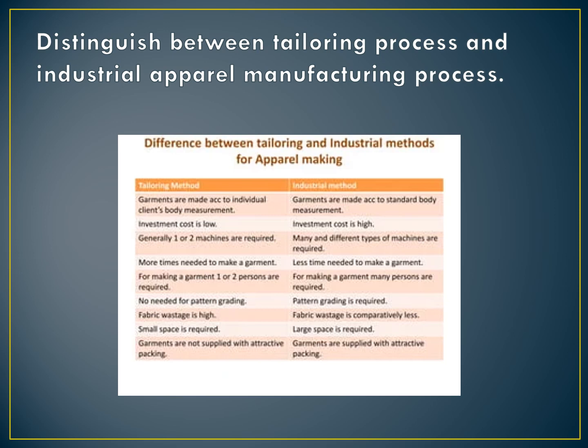The difference between tailoring and industrial methods for apparel making. So there are two types: tailoring method and industrial method. Basically, the main difference between these two is that in the tailoring method one or two machines are required, but in the industrial method too many machines are required. In the tailoring method no pattern grading is needed, and in the industrial method pattern grading is required.